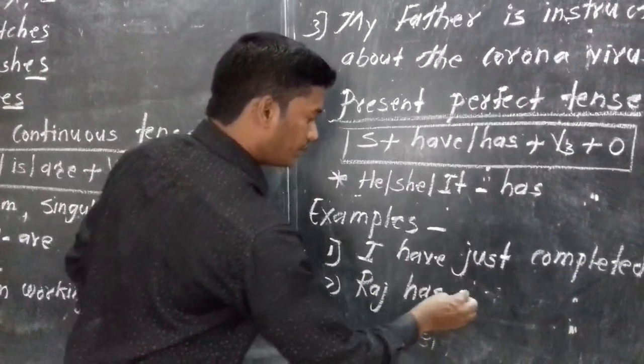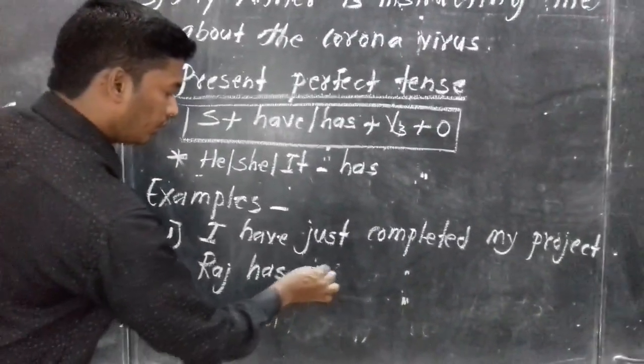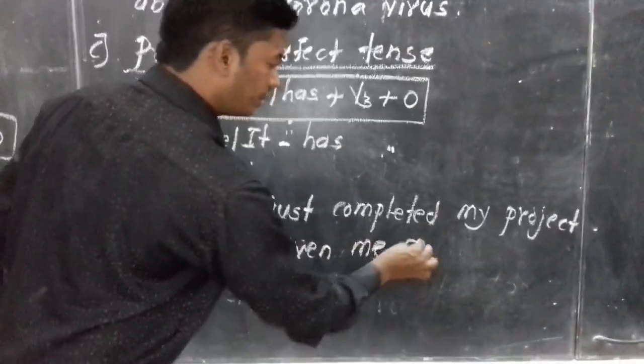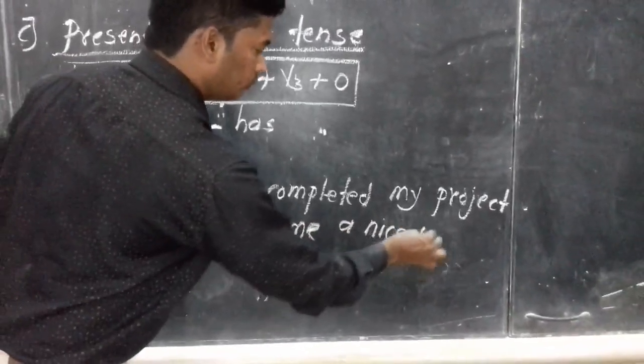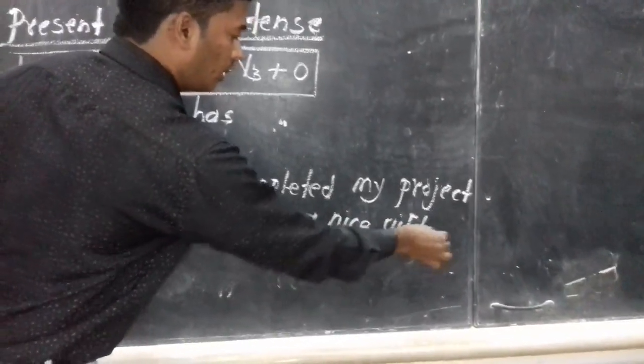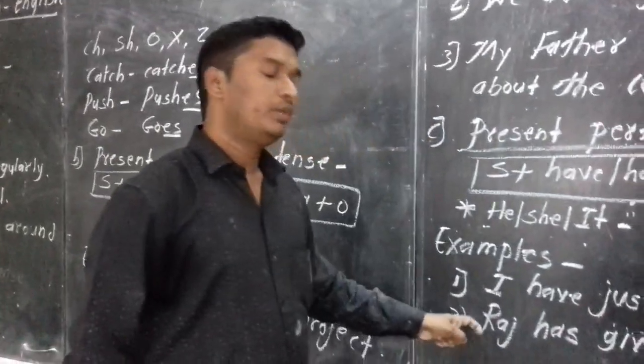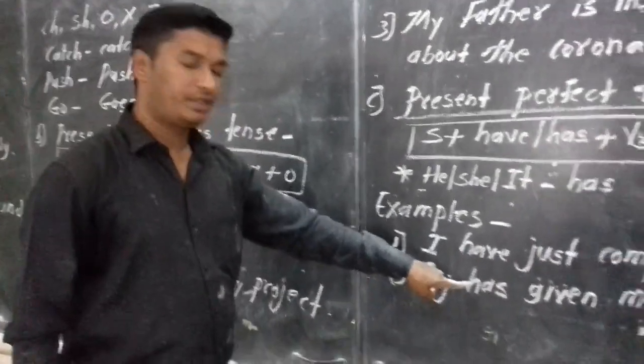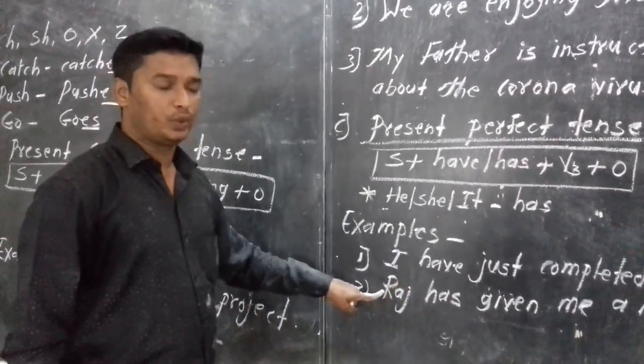Raj has given me a nice gift. It is present perfect tense. The subject Raj is there, so I have taken "has" because it is third person singular.